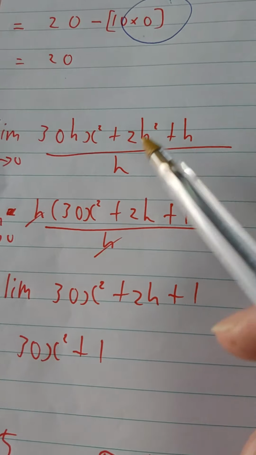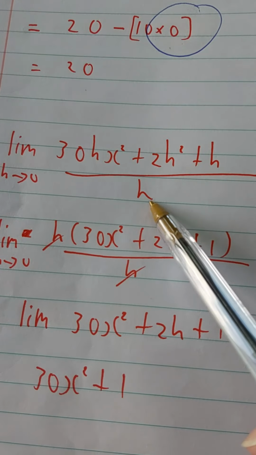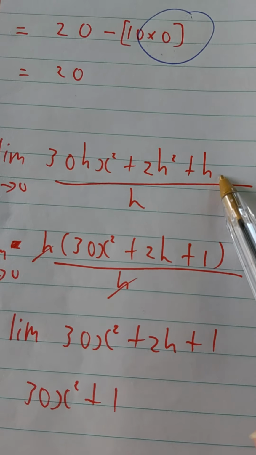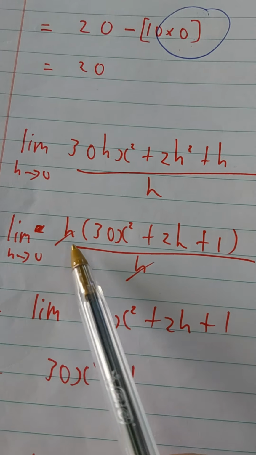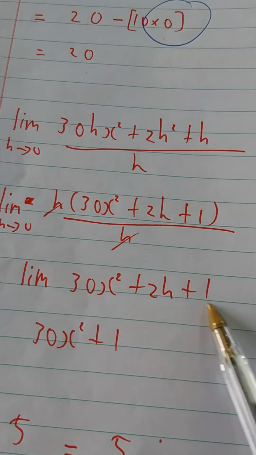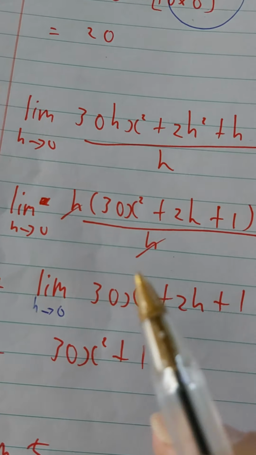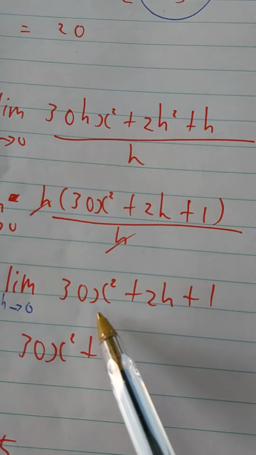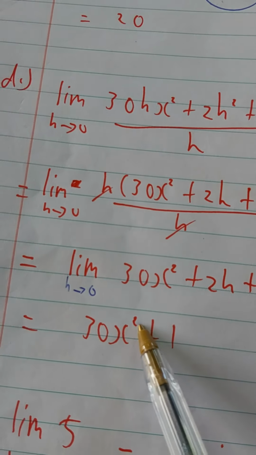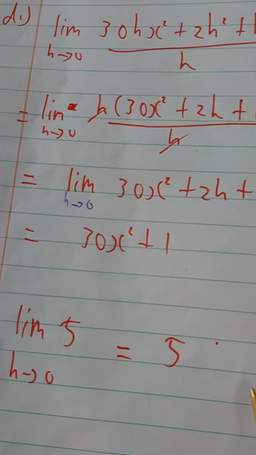So if there's a division, how do you solve it? You must try to get rid of this h, if possible. In this case, you can factorize it and take out the h. Then h can be cancelled and it becomes like this. Then h is approaching 0, and since it's just plus and minus, you can treat h as 0. So the answer is 30x squared plus 1. If it is just a number, then it doesn't matter whatsoever. Just write down the number.